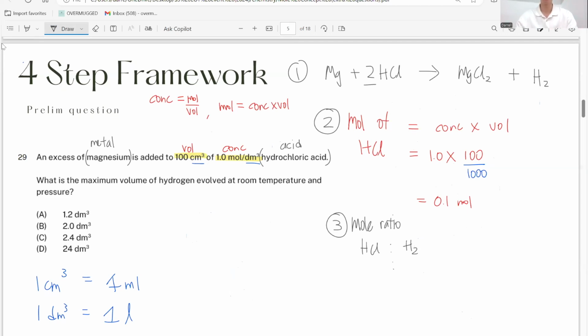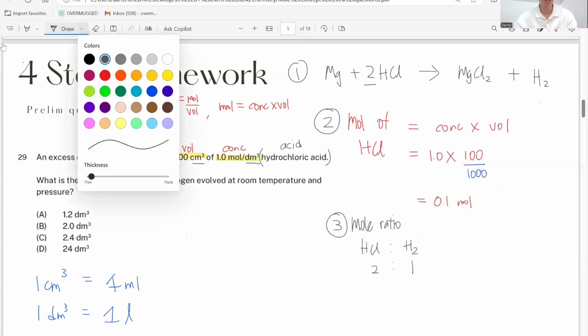And how do I know the mole ratio? Based on the equation, right? So that's when step 1 is linked to step 3. For HCl itself, what's the number? 2. Hydrogen, what's the number in front? 1. Which is why when we compare mole ratio, HCl, I'll write down, is 0.1.